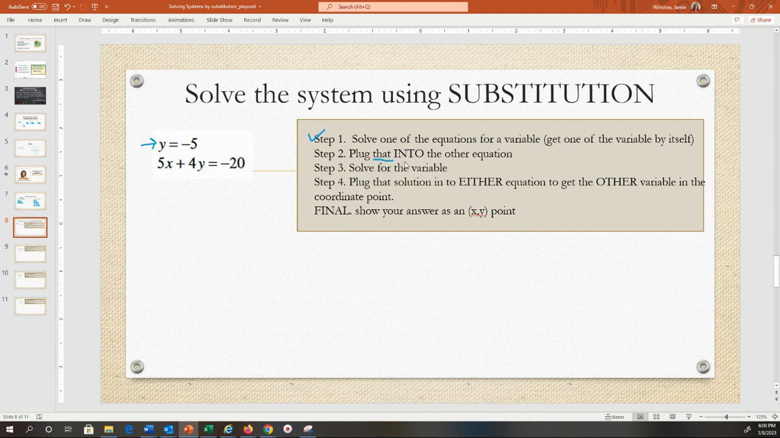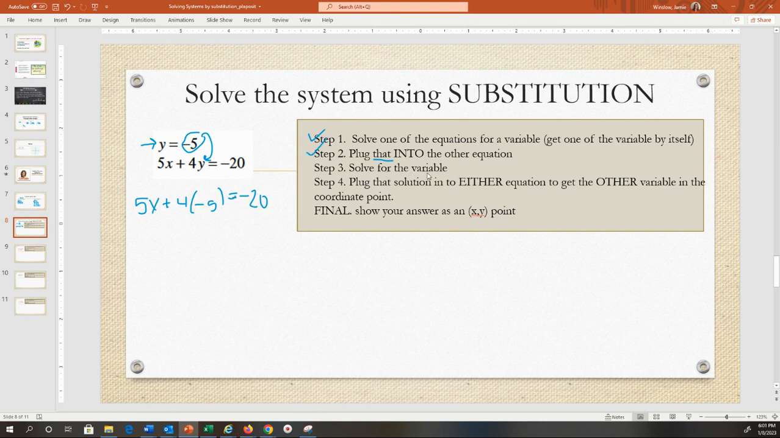Step 2 says plug that into the other equation. So we're going to substitute y as -5 into the second equation. And we're allowed to do that because this is a system. We're saying y equals -5. Okay, so everywhere you see a y, let's put -5. So instead of y, we'll put -5. All right, step 2 is done.